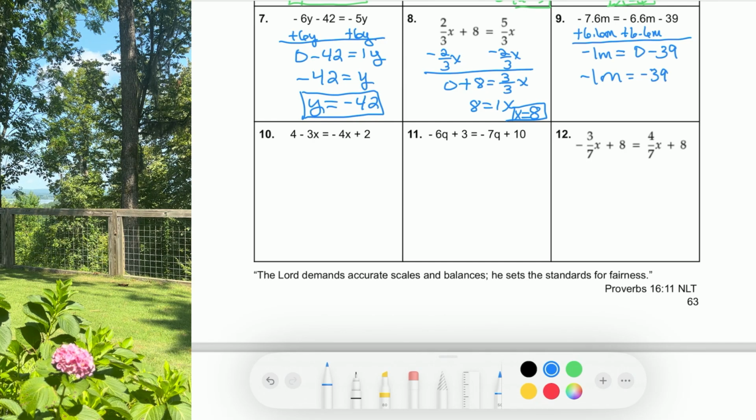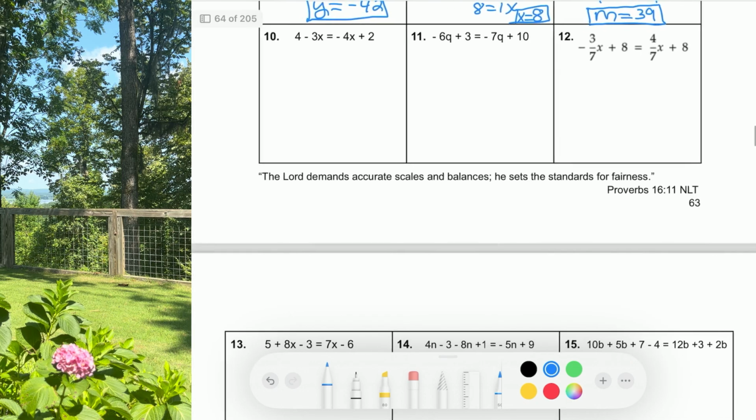I cannot leave my m negative. It must be positive. So the way we get rid of a negative is we divide both sides by a negative 1. So m equals 39, because negative 1 divided by a negative 1 is a positive 1, and then negative 39 divided by a negative 1 is a positive 39. That's our positive negative rules working for us there.